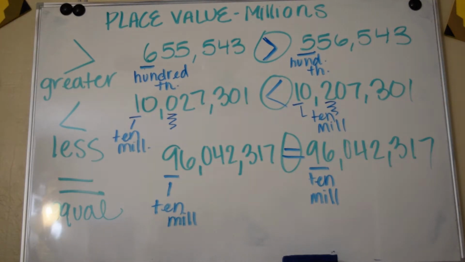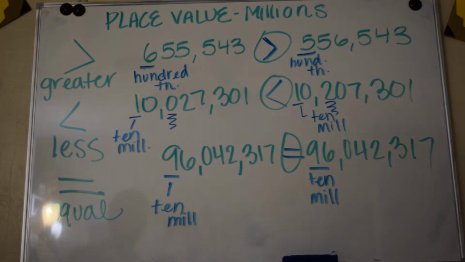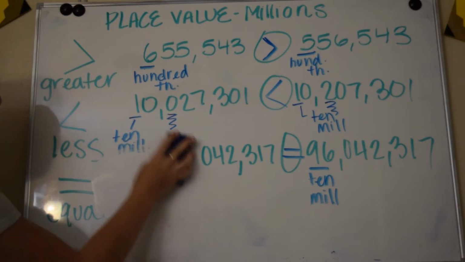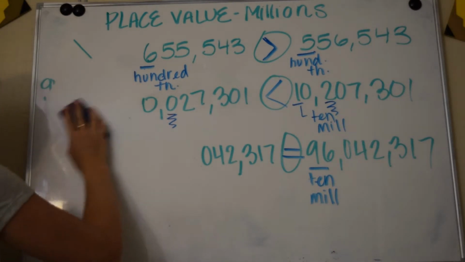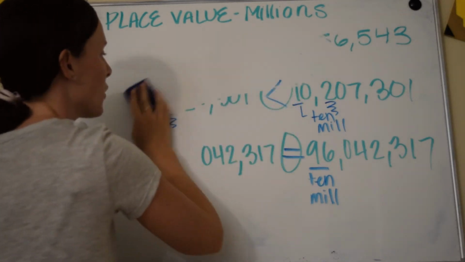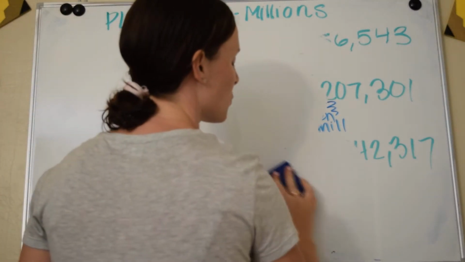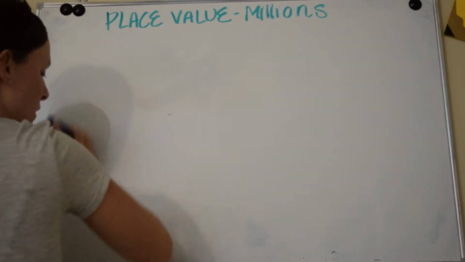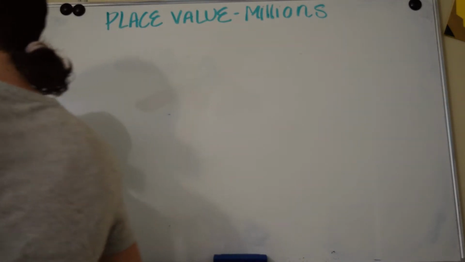All right, so now what we're going to do is we're going to go ahead and do an example of putting numbers in order from least to greatest. And we'll talk about what you do if they just wanted it greatest to least. It's essentially, you just write it the other way. So here are the following numbers that we'll be working with.